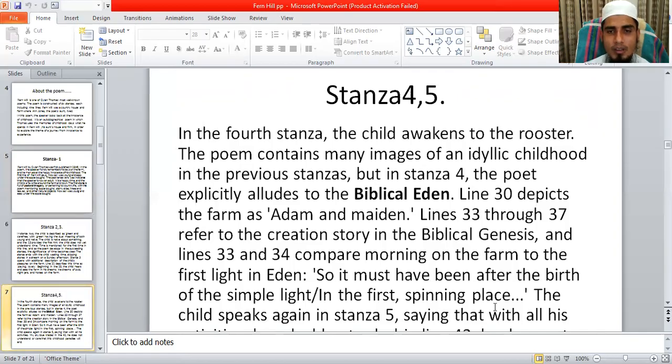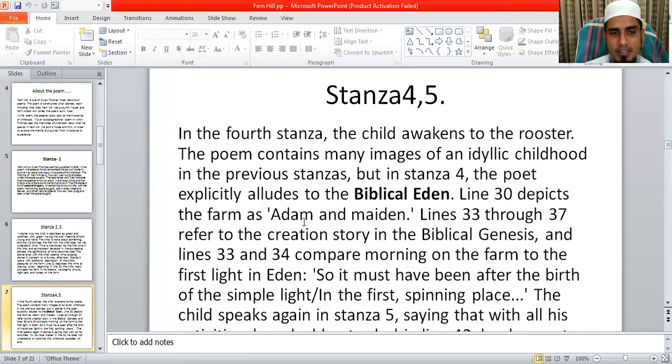Here the poet gives a religious touch. Here he tries to express the biblical Eden. He compares. In the Bible there is a reference to Eden. Eden is a place in heaven where Adam and Eve spend their time happily. So in stanza 4, the poet gives the description of the biblical Eden and makes similarities here.